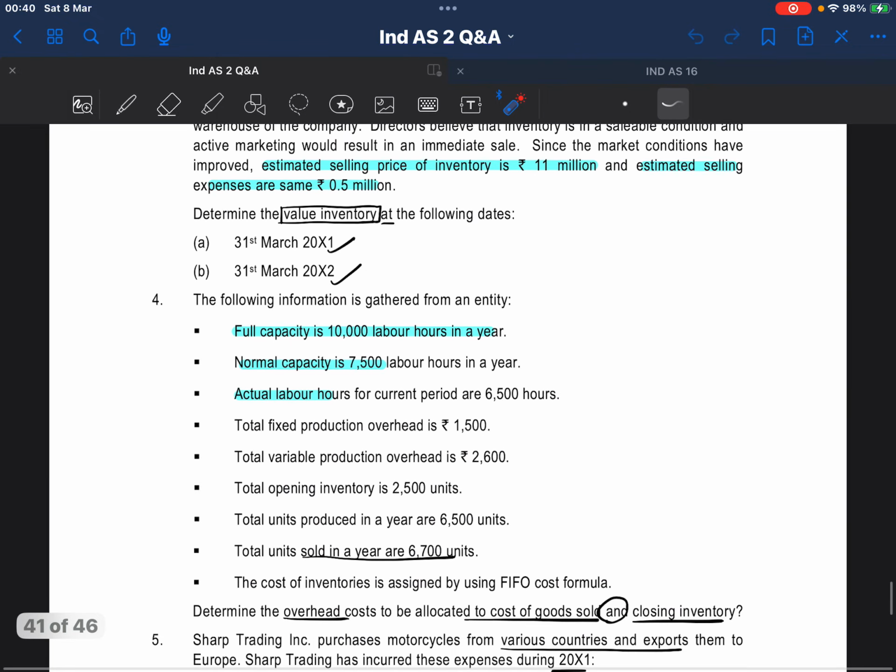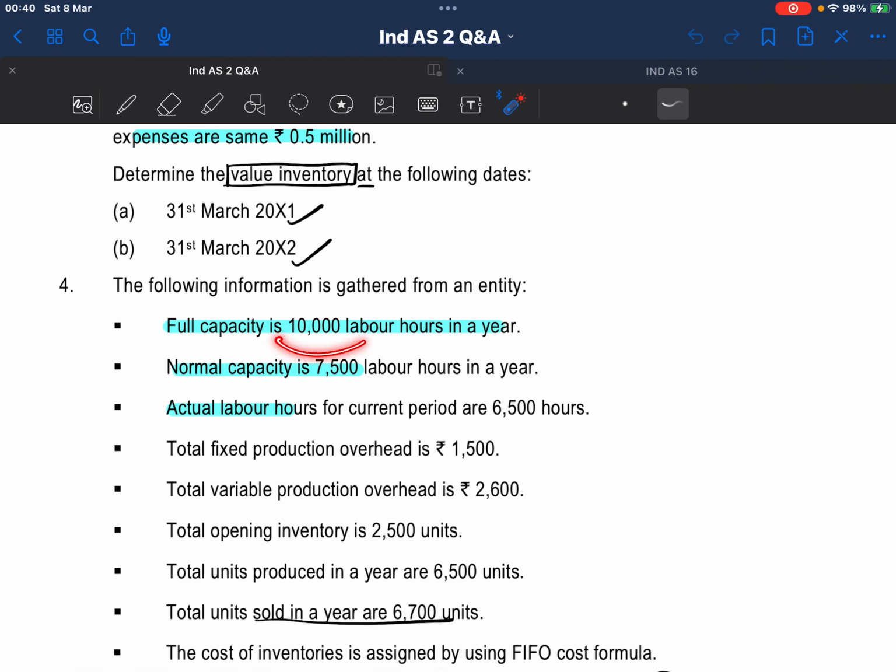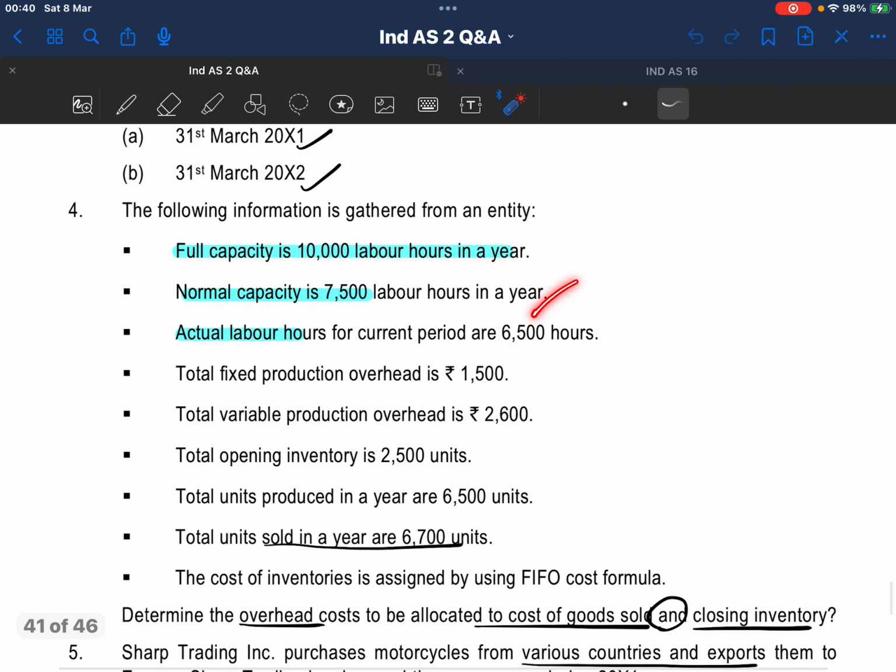Coming to the fourth question. The following information is gathered from an entity: full capacity is 10,000 labor hours, normal capacity is 7,500 labor hours in a year, actual labor hours in the current period are 6,500. Total fixed production overheads are rupees 1,500. Total variable production overheads are rupees 2,600.